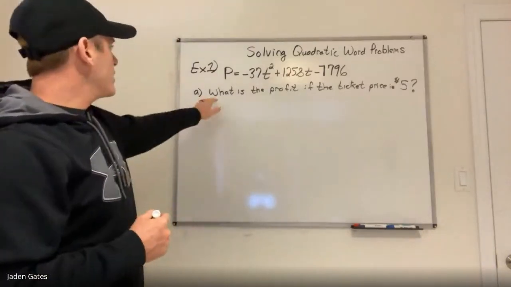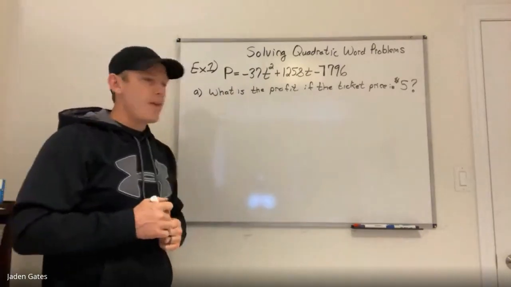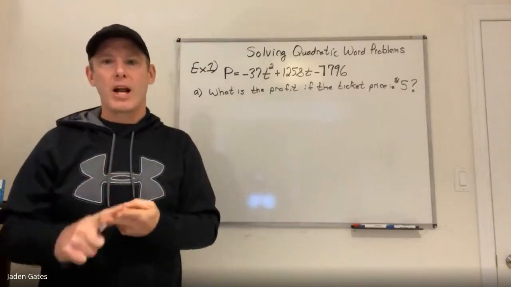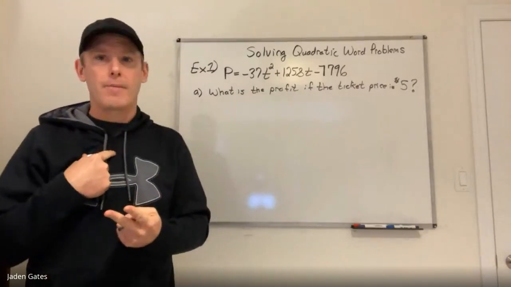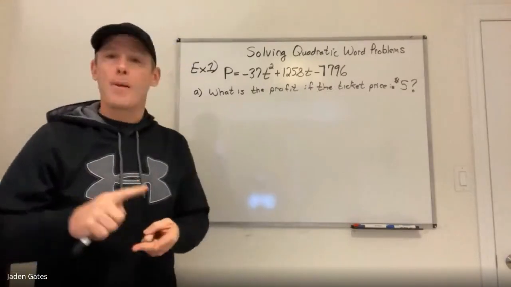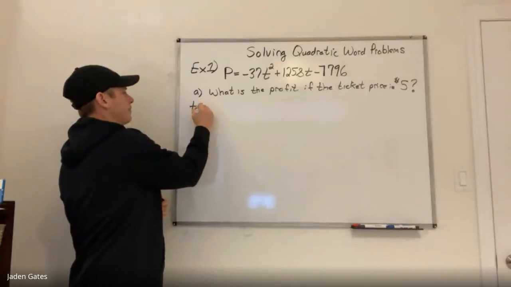Now, in this question, what is the profit if the ticket price is $5? That 5, is that our P or is that our T? That's what I have to decide, because I've already decided I'm not finding a max or min. I am solving. So is that 5 there a P or a T? Somebody help me out. T. Right. So I throw the T down.